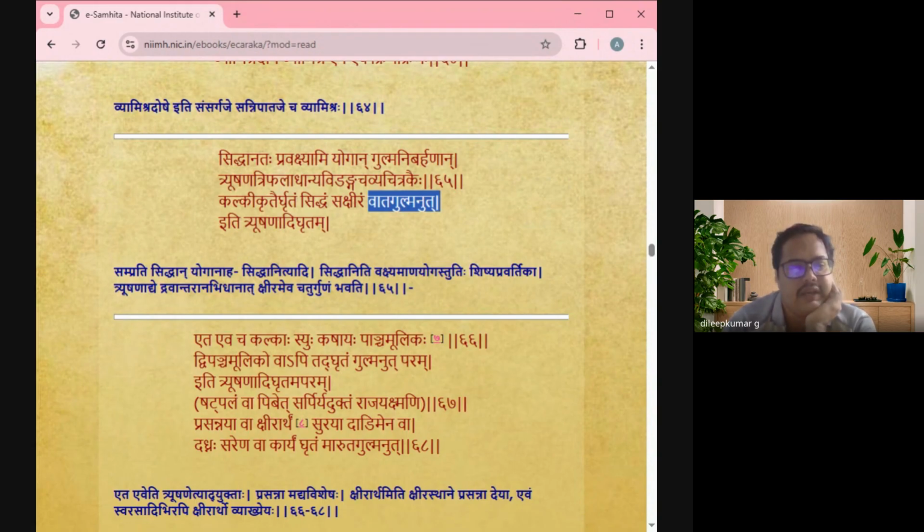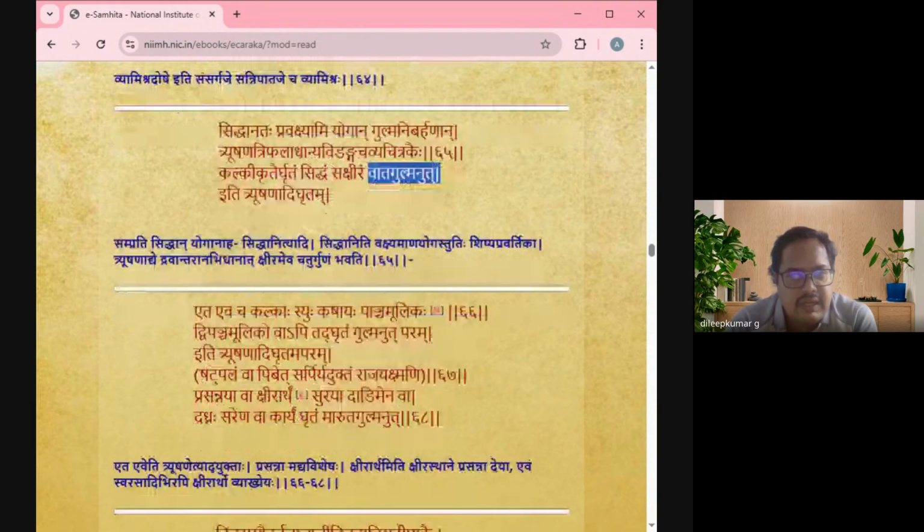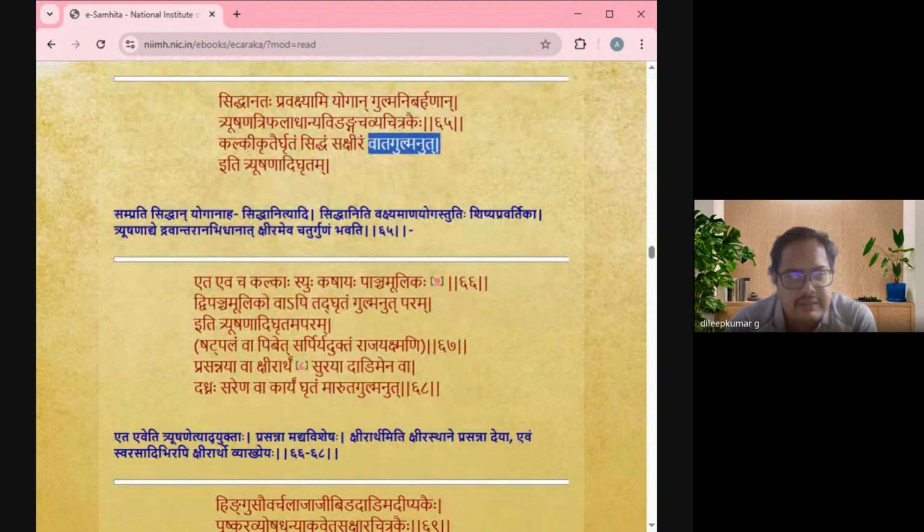If there is the word Adhikara, it means you should identify the chapter, in which chapter it is mentioned. That is called Adhikara. So it is mentioned in Gulma Chikitsa Adhikara, whereas the indication of Trayushanadhikruta is Vata Gulma. Indication means in which disease it is indicated, whereas Adhikara means in which chapter it is mentioned. So its adhikara or its indications can be asked.